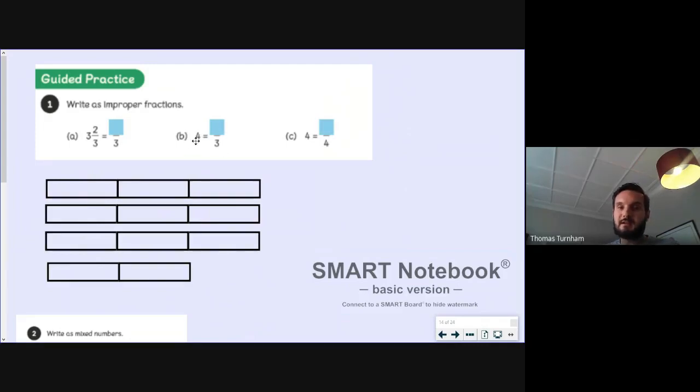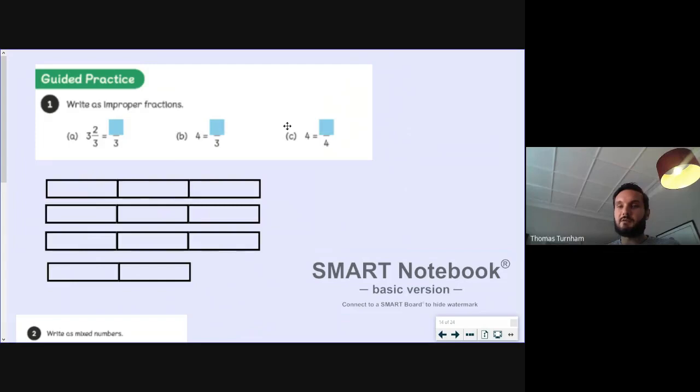Brilliant. Hopefully you've realized that it's 4 times 3 because I'm going to take each of those 4 wholes and split them into thirds. So it'll be 3, 6, 9, 12. So I'm going to have 12 thirds.